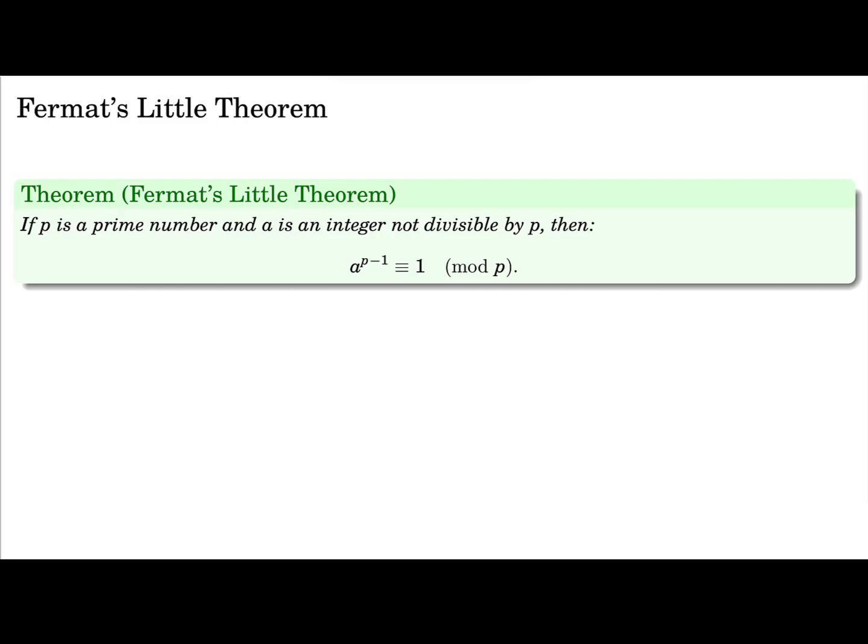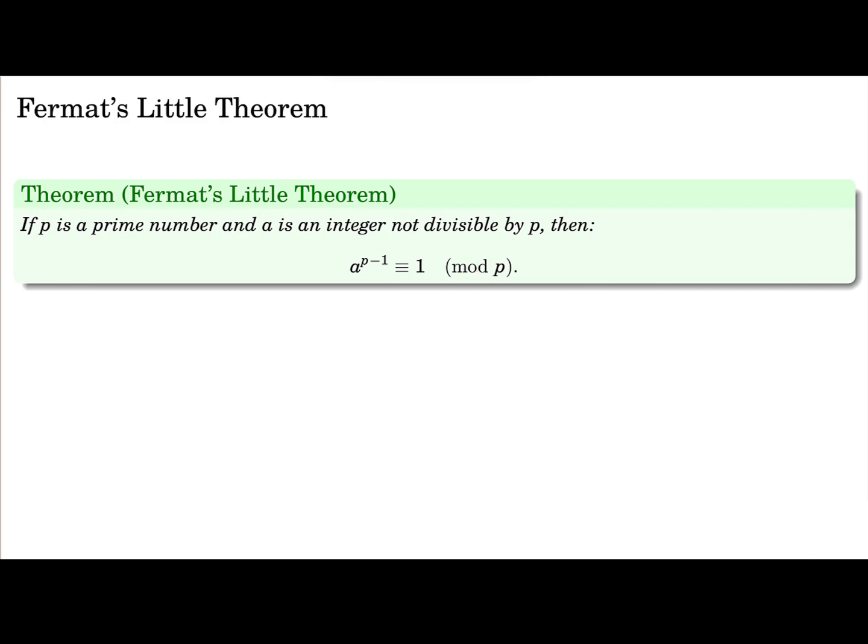Let's see a result that is quite important in modular arithmetic. This is called Fermat's little theorem, and it says the following. If p is a prime number and a is an integer not divisible by p, then a to the p minus 1 is congruent to 1 mod p. This will give you a very quick way of, for example, calculating powers when you're working mod a prime.